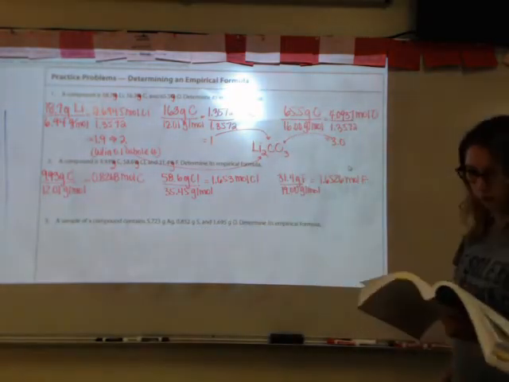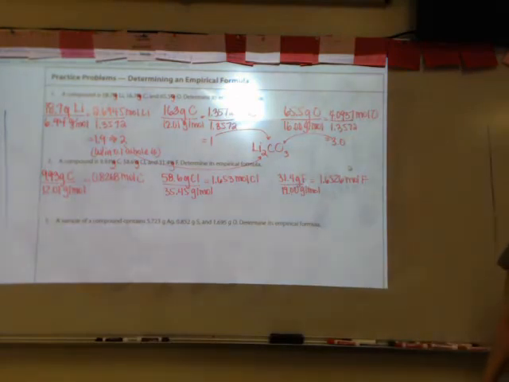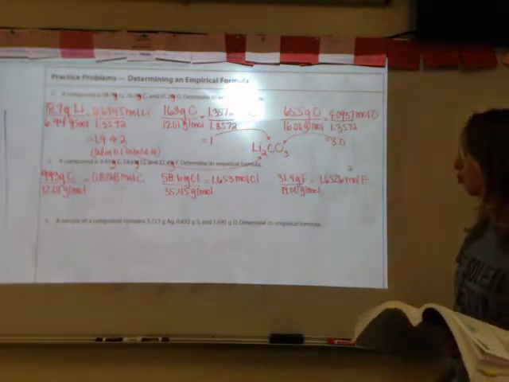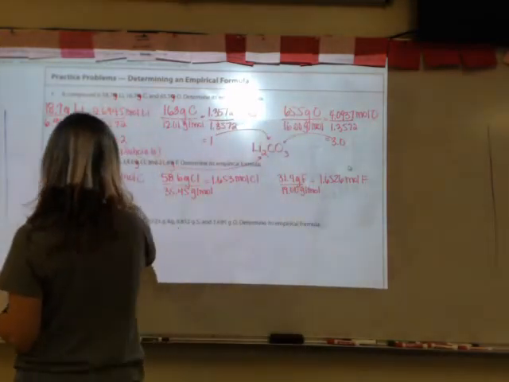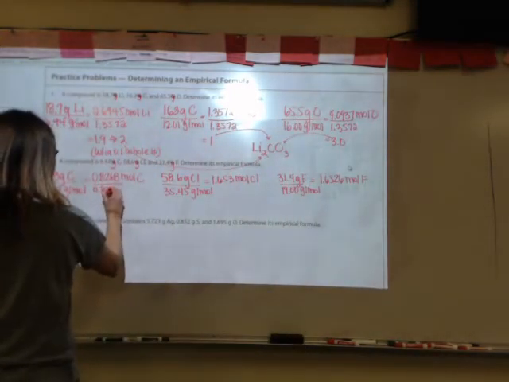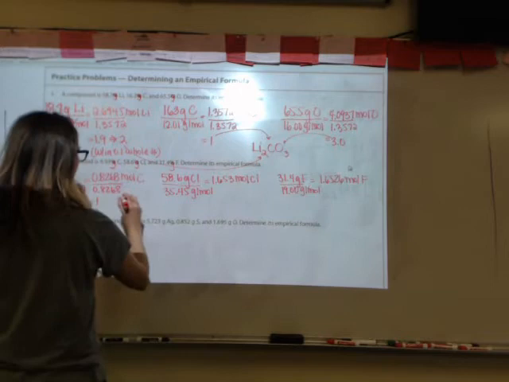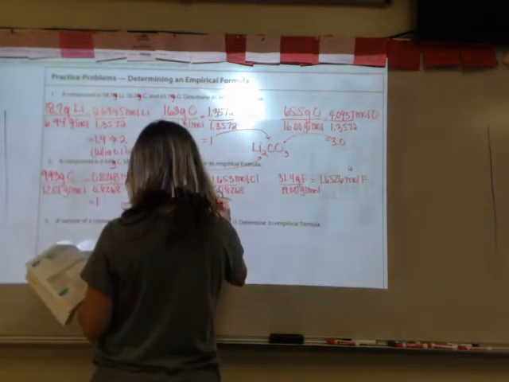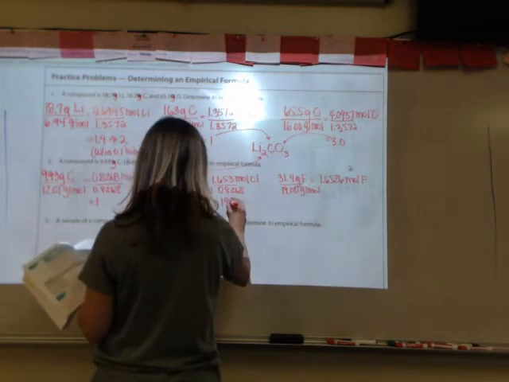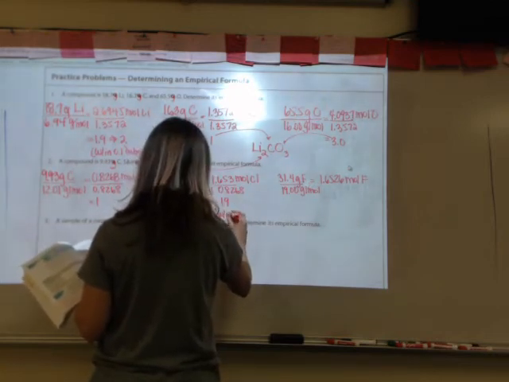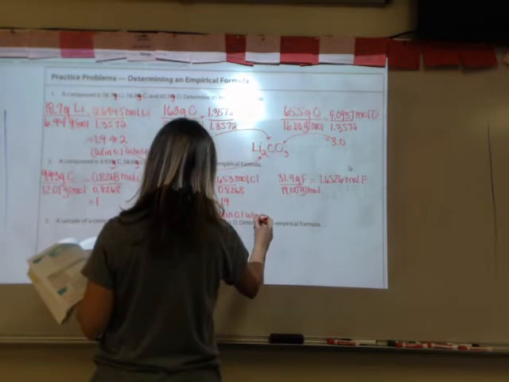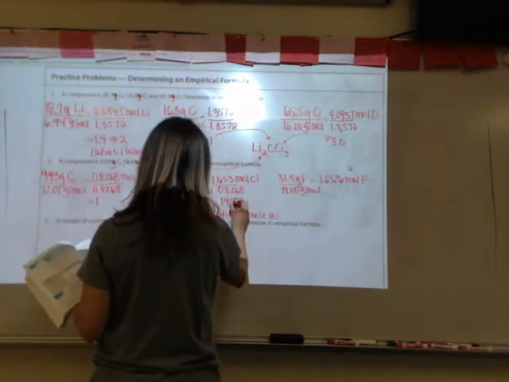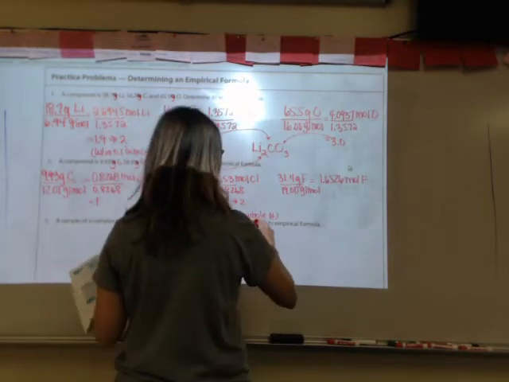Once you get your moles, you're going to divide by the smallest mole. So the smallest mole present would be the moles of carbon. So divide that by itself to give you 1. Divide chlorine by the 0.8268 to give you 1.9. Note that this is within 0.1 of a whole number. That means you can round it to 2.